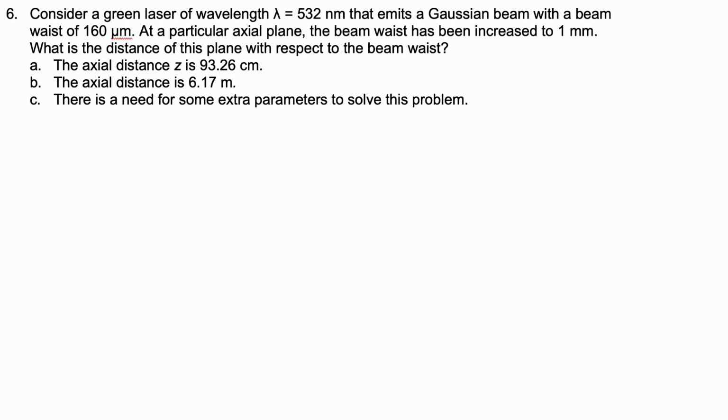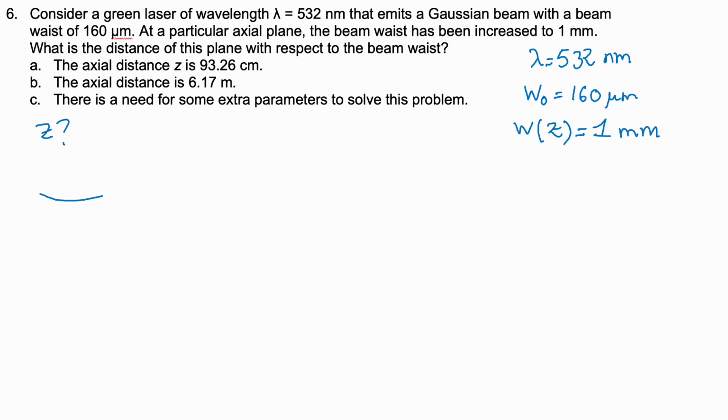On the sixth problem, they told us that you have a green laser, and they already told you that the wavelength of the green laser is 532 nanometers. And it emits a Gaussian beam where you know the beam waist is 160 microns. And they know that the beam width has increased. So in some distance z, now you have moved from 160 microns to 1 millimeter. And the problem asks you how far you are.